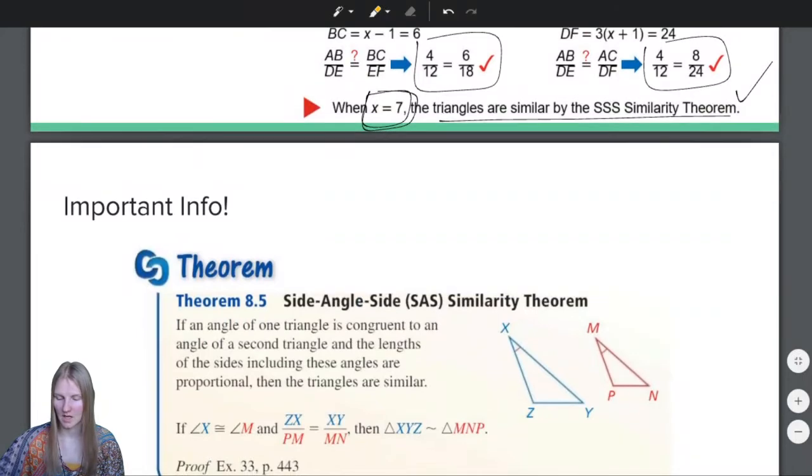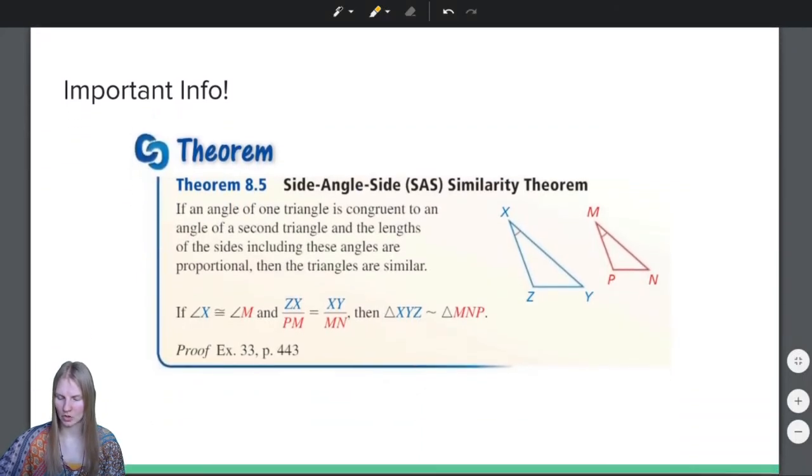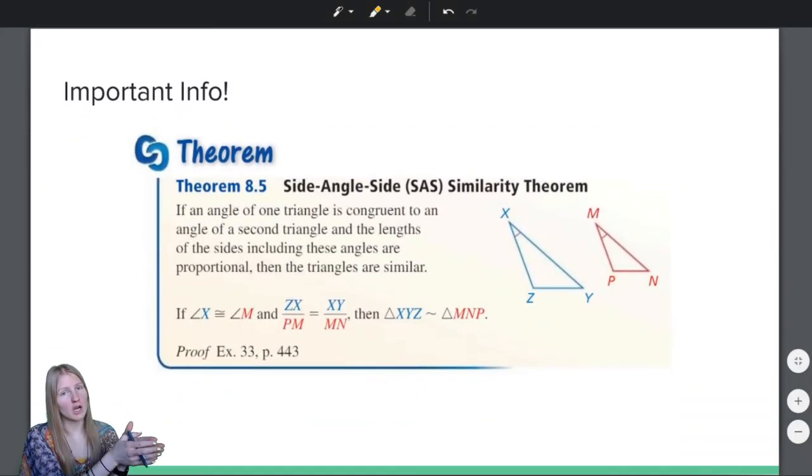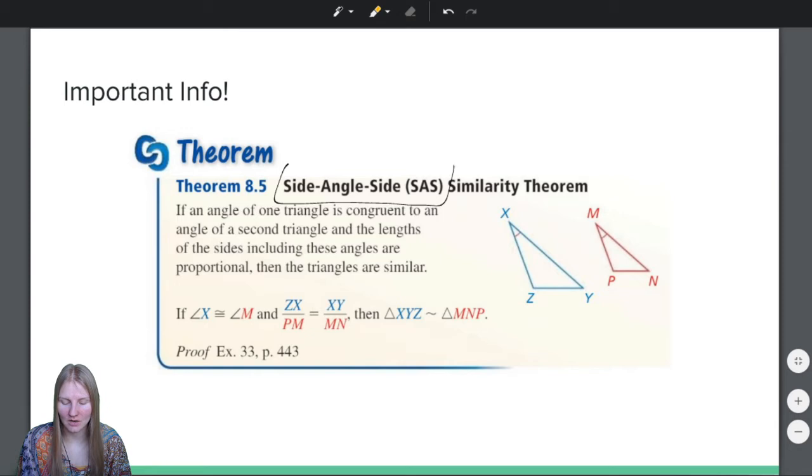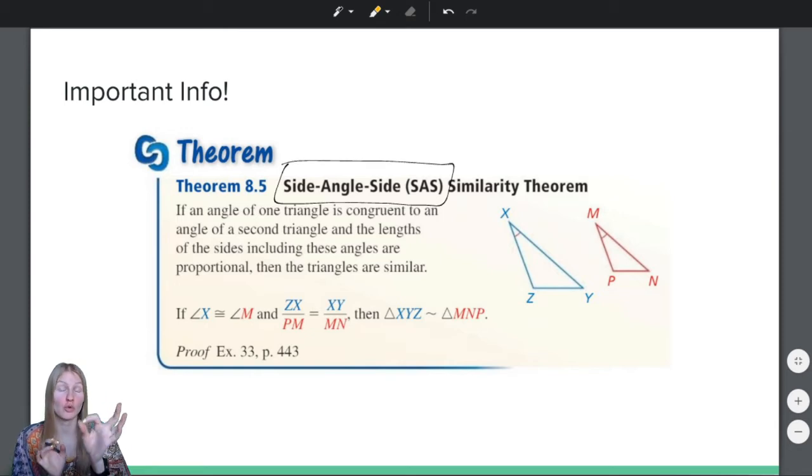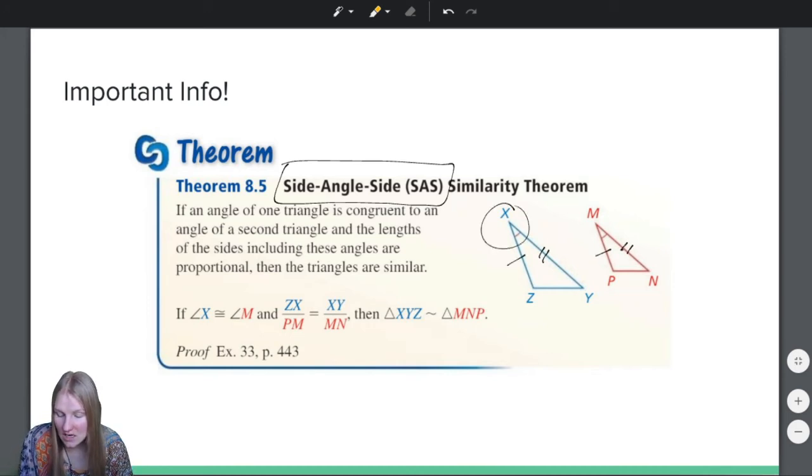All right. We said that we were going to talk about 2 theorems today. We have talked about the side similarity theorem. Now we're going to talk about the side angle side similarity theorem, which, if you remember the side angle side congruence theorem, triangle congruence theorem from section 5.3, you will remember that when we say side angle side, we're talking about 2 sides and the included angle.